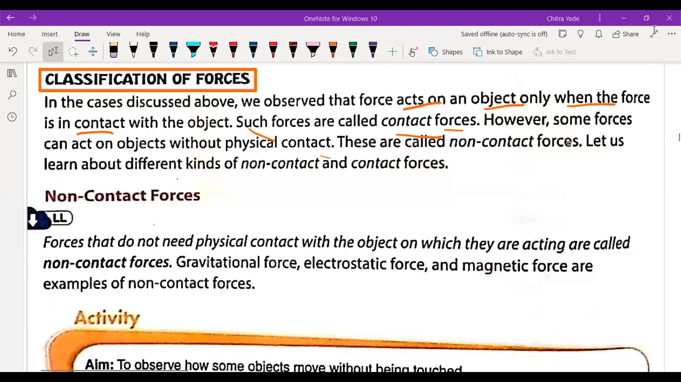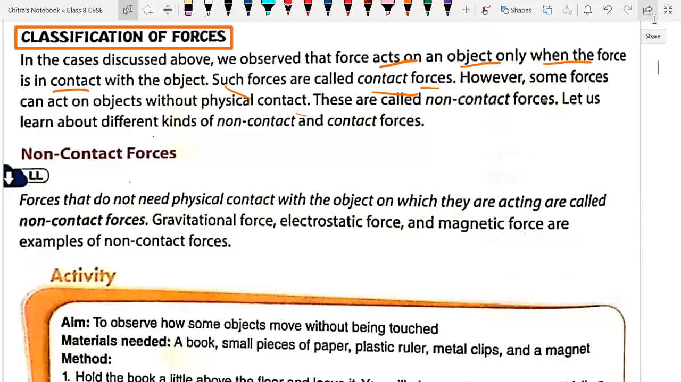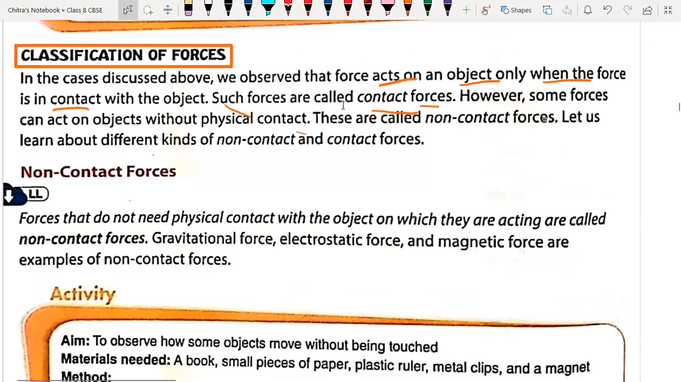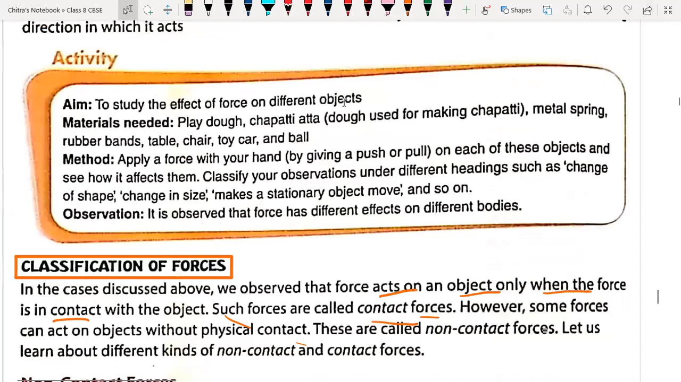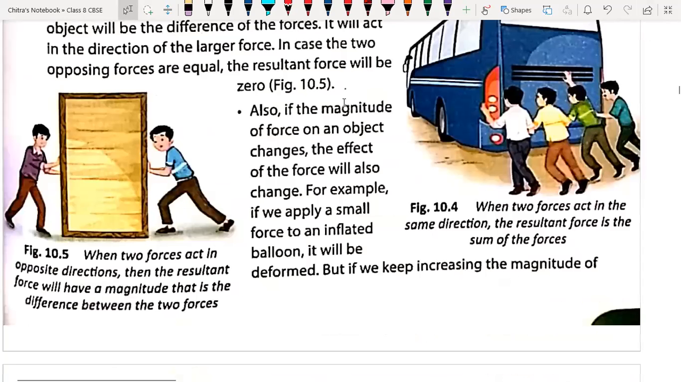Hello everyone. Today we are going to understand the classification of force. In the previous lecture, we already discussed the forces that are applied. As in the case here, two people are applying force on a particular object, so they are in contact with that particular object.